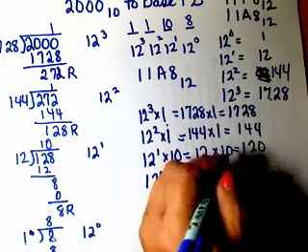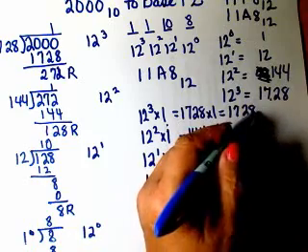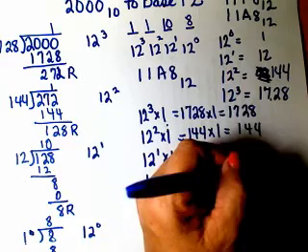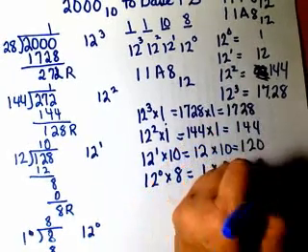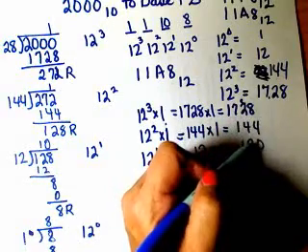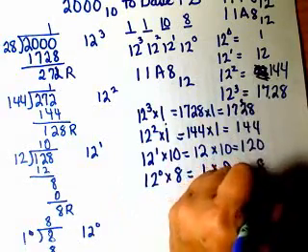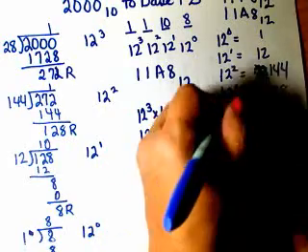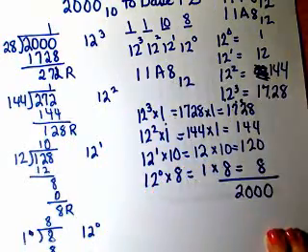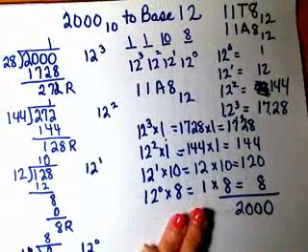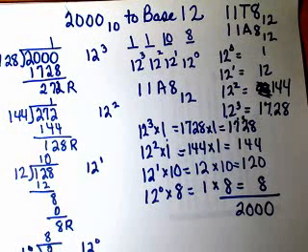And when I add all those up, 8 and 8 is 16, and 4 is 20. Then I have 2, 4, 8, and 2 is 10. And then 7, 8, 9, 10. Carry your 1, and I have 2,000. So it indeed is 2,000 base 10. And there we have base 12 simplified.